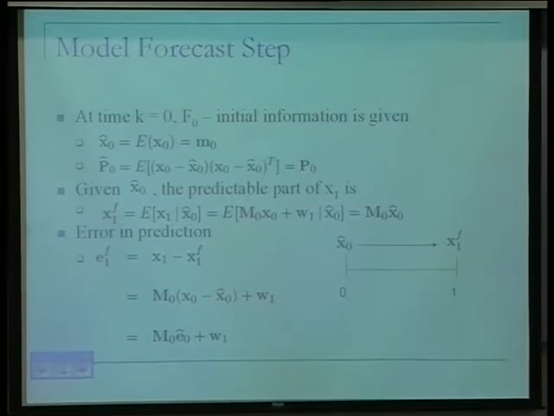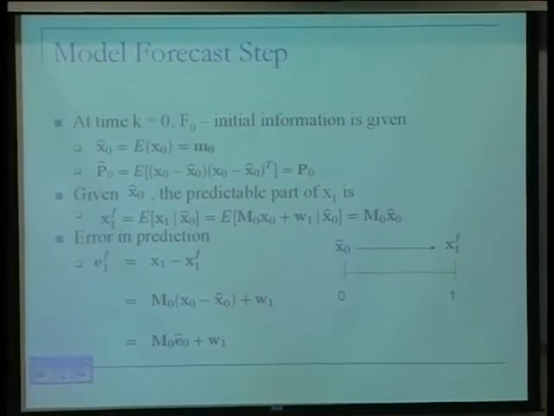So how do I compute the prediction error? The prediction error e1f is equal to x1 minus x1f. What is this? This is equal to m of x naught plus w1 minus m of x naught hat. Are you with me? So this is equal to m of x naught minus x naught hat, plus w1. So I would like you to think of what are the components of this prediction error. One is the model error. Another is the error in the initial condition. So the forecast error is a combination of the two.